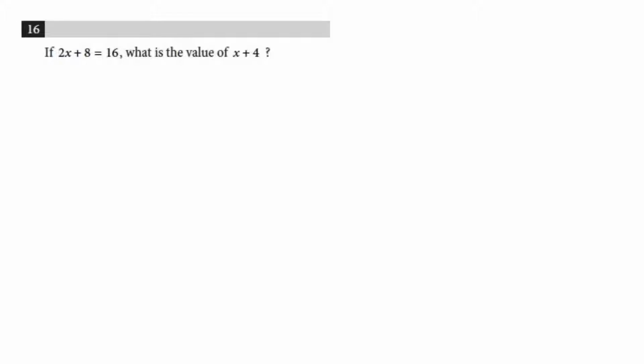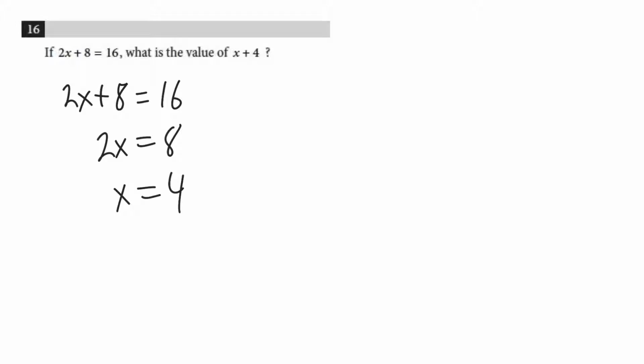16. If 2x plus 8 equals 16, what's the value of x plus 4? Well, we need to figure out what x is, and then we can add 4 to that to figure out the value of x plus 4. So we have 2x plus 8 equals 16. Subtract 8 from both sides. 2x equals 8. Divide by 2, x equals 4. So then x plus 4, if x is 4, the value must be 8.